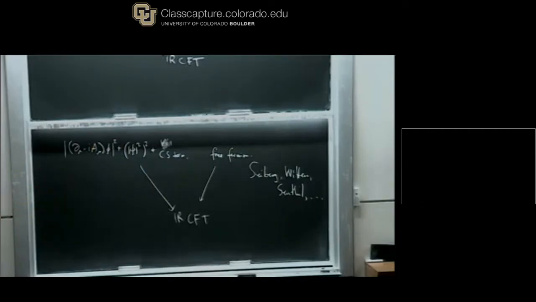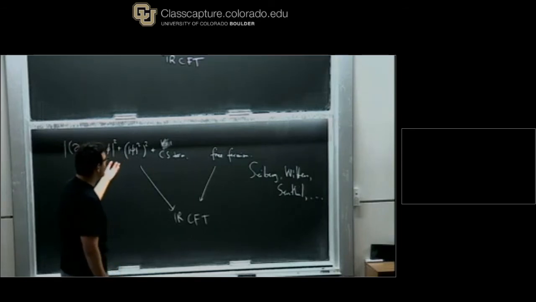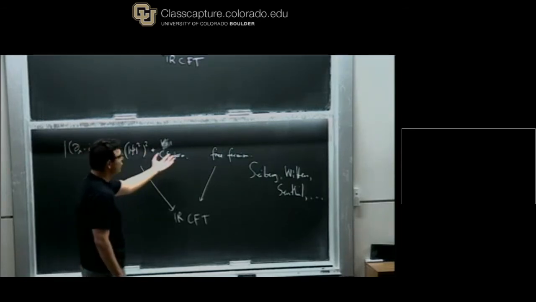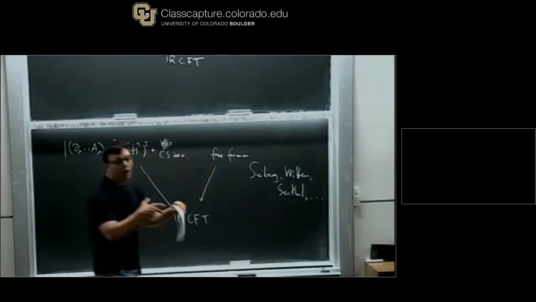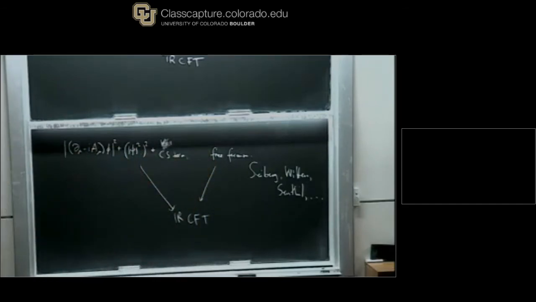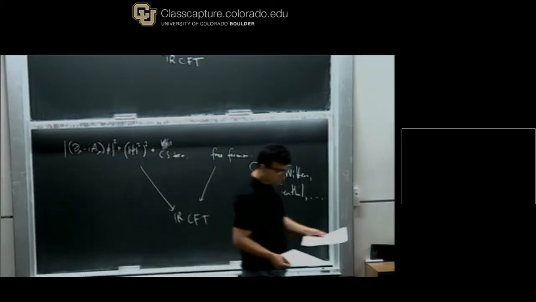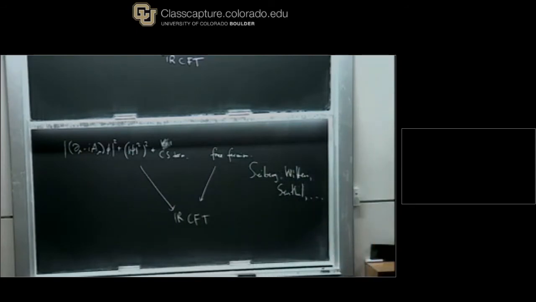Did that sort of answer your question? So the matter fields do change the statistics in the background magnetic flux. And in order to build a gauge invariant operator, you have to combine the matter fields with this process of turning on some magnetic flux. Okay. Good.